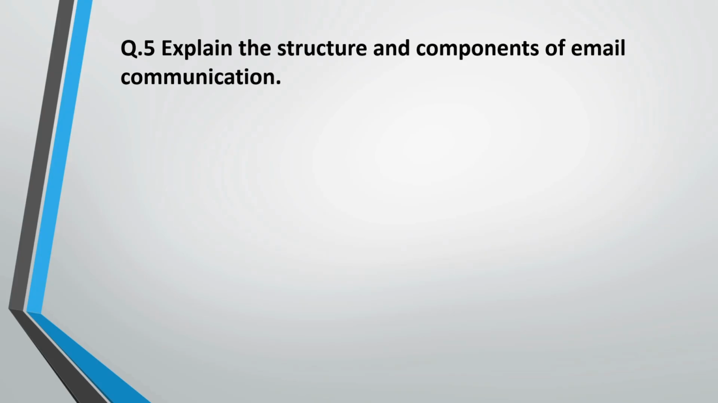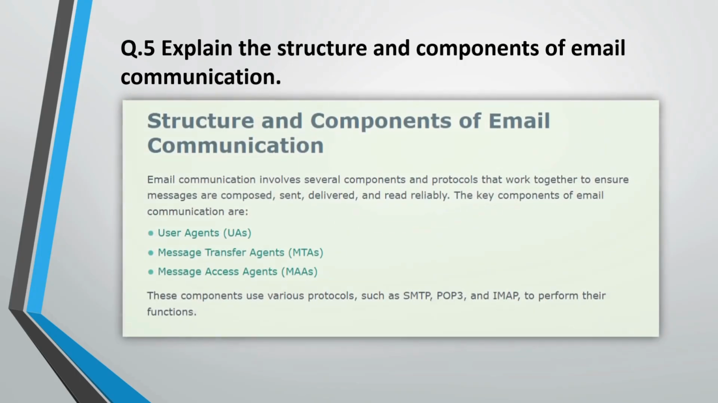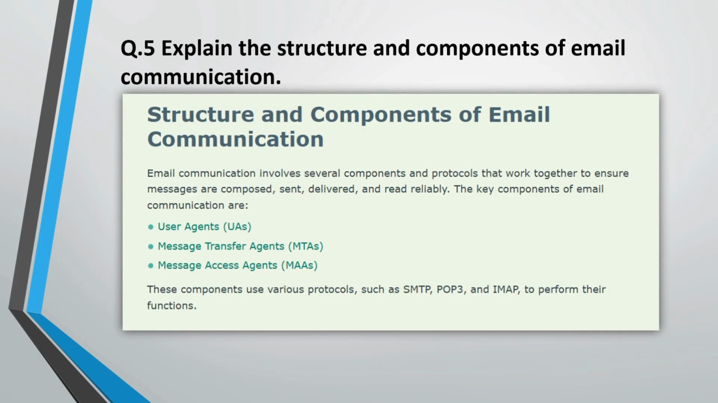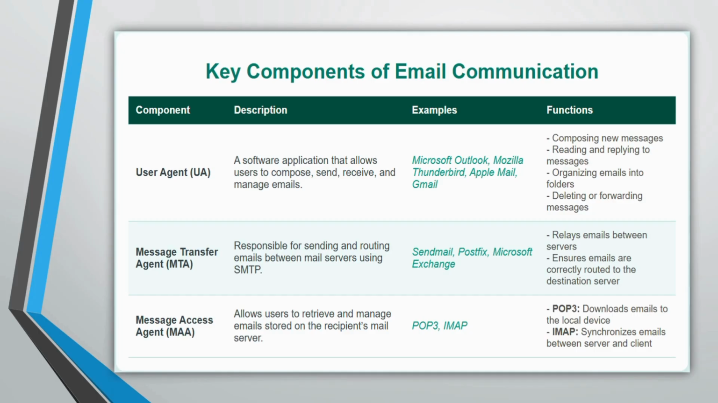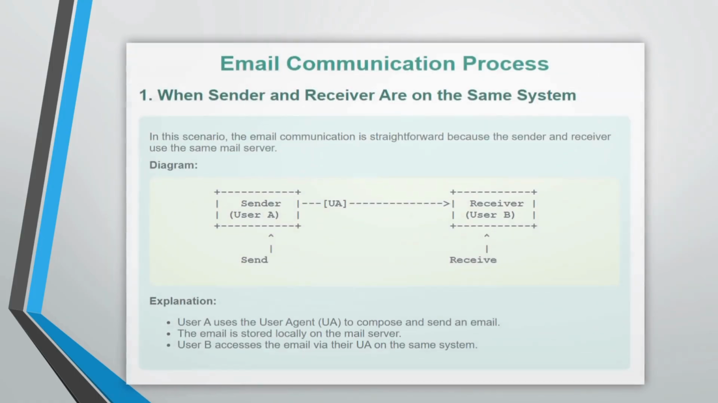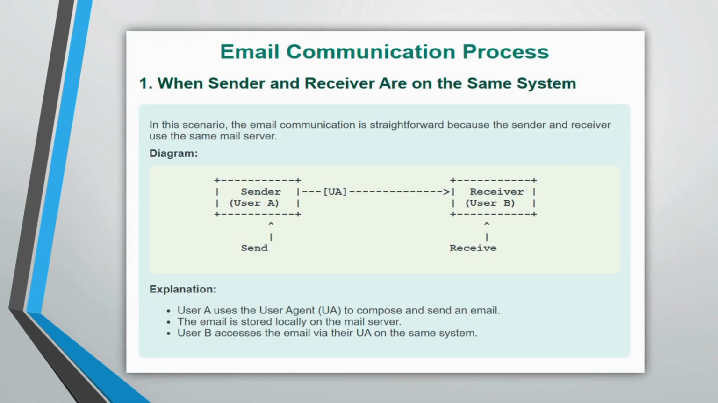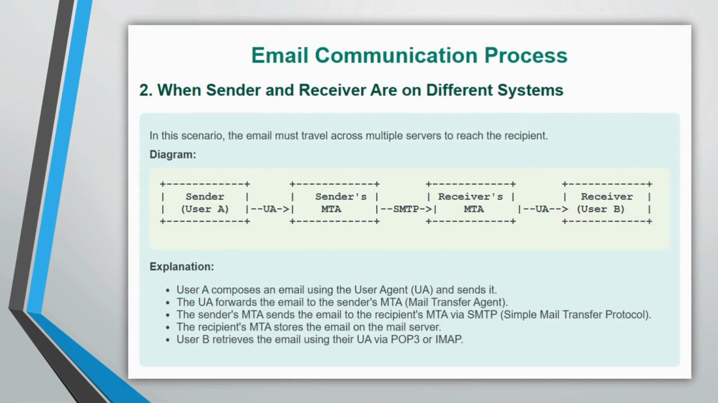And the next question of this unit is explain the structure and components of email communication. And the answer of this question is this. You can write in this way. And the rest part of our answer is this. You can explain the whole answer in this way by making the table, and this way part by part you can write email communication process.